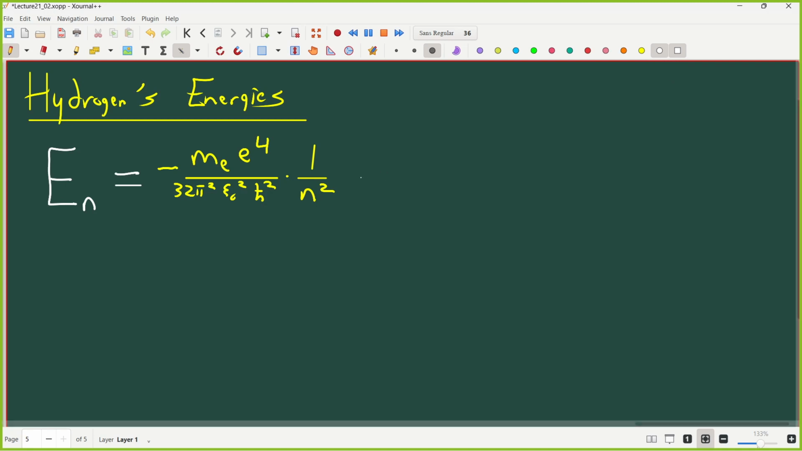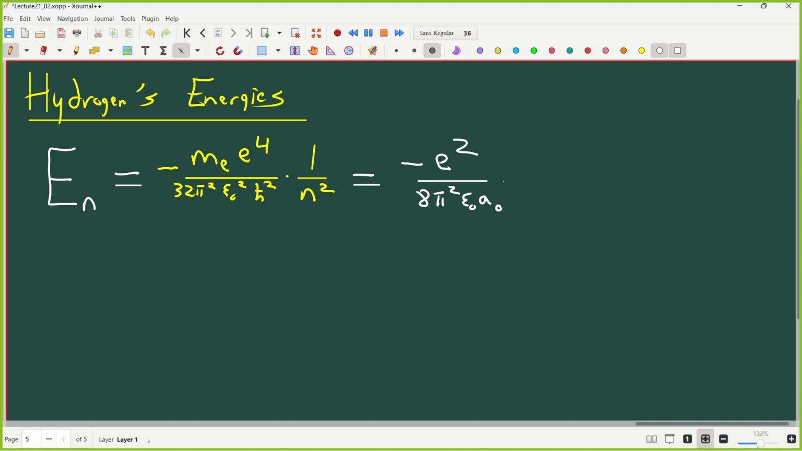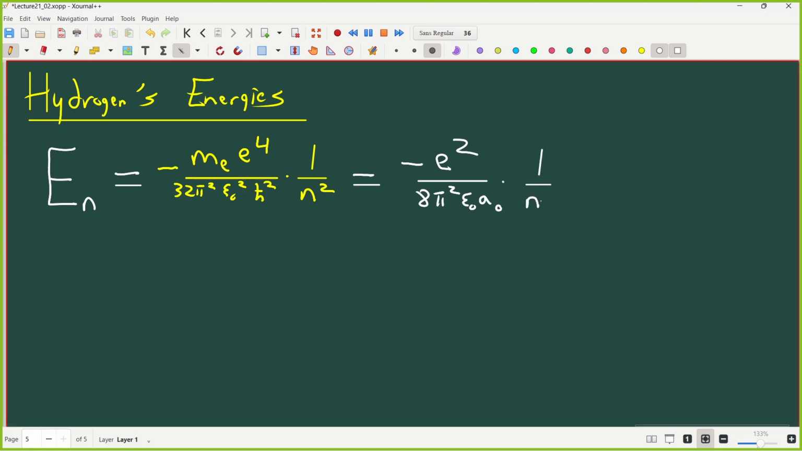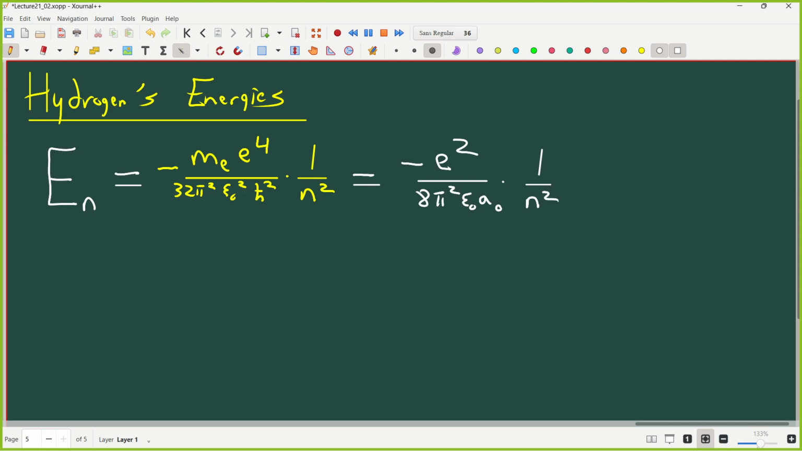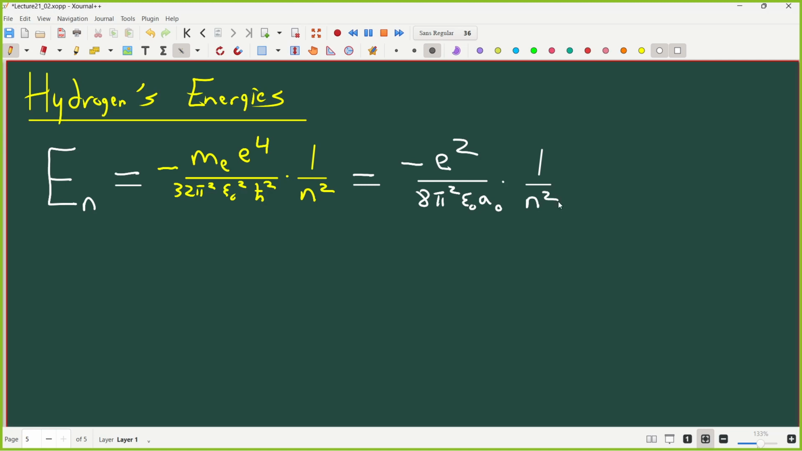So another way to write this, it turns out, I'm going to write it a couple different ways: e squared over 8 pi squared epsilon naught a naught times 1 over n squared. So that's another way to write it. As you can see, it's very interesting. a naught is some function of these constants. So what is a naught? Well, we can just do a little bit of algebra.